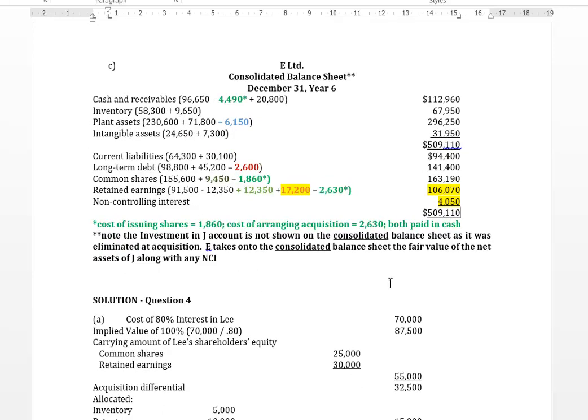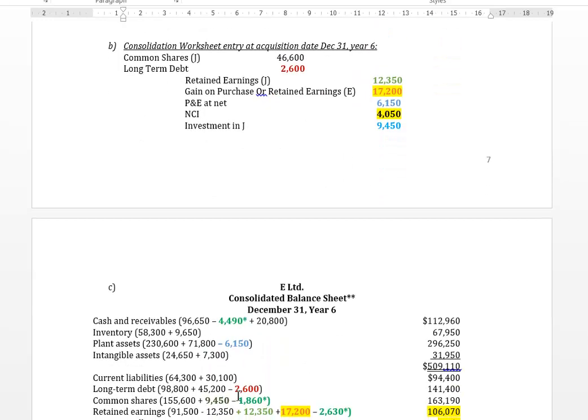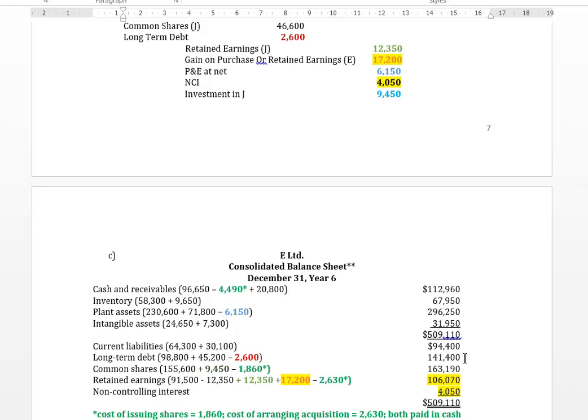As we said earlier when we were discussing PCE, notice in the asset section there's no investment in J account. It's not shown because don't forget, when you did the acquisition eliminating entry, you eliminated the investment. And what did you do? On the consolidated statements, you eliminated the common shares and retained earnings of J. You set up the decrement in the long-term debt. You set up the adjustment to the gain on purchase or retained earnings of E, which was $17,200. You've got it here. You've set up the decrement in the P&E, which you've got here, and you've also set up your NCI, which you've got over here. So by the fact that you've set all these things up, you're eliminating the investment account. So that's why it's not here.